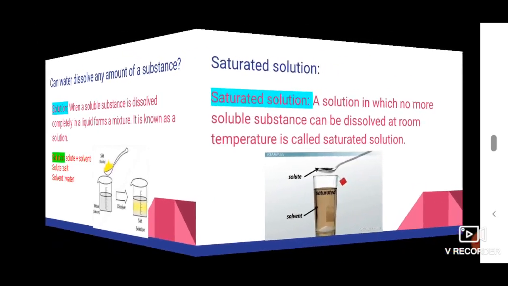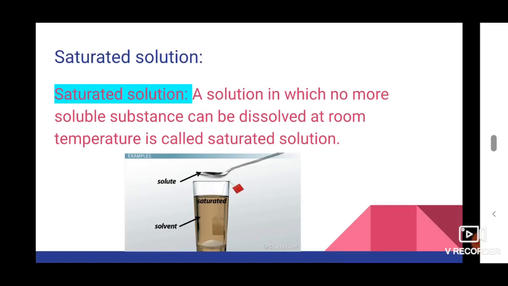So, what is a saturated solution? A solution in which no more soluble substance can be dissolved at room temperature is called a saturated solution. If you continuously add the solute, that means the dissolving substance, into the water, at one stage it won't dissolve in the water, it settles down at the bottom. That kind of stage is known as the saturated stage.